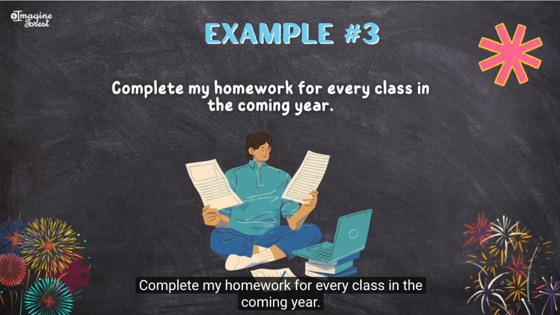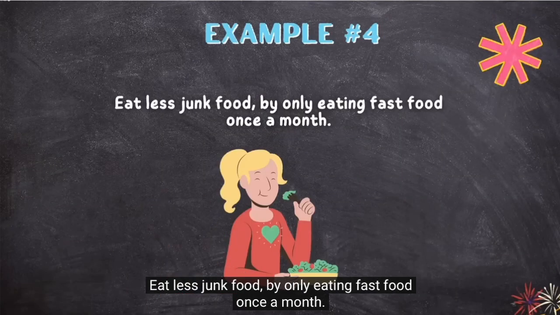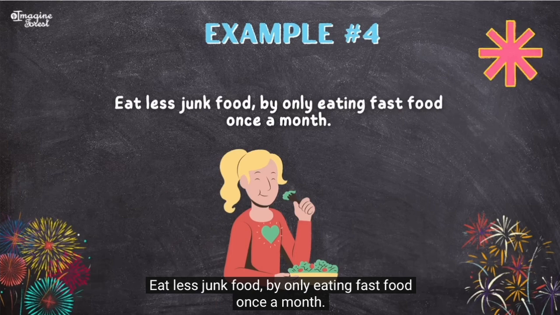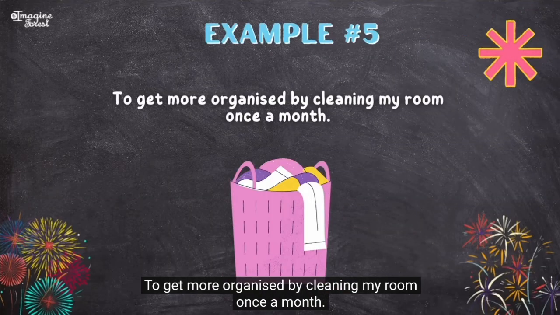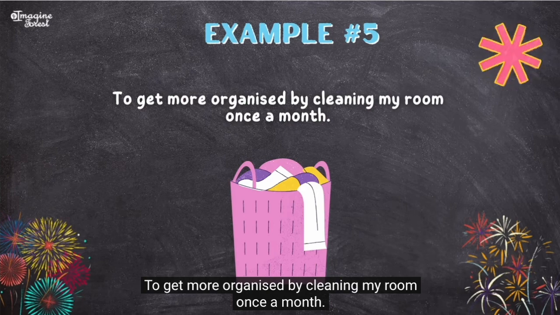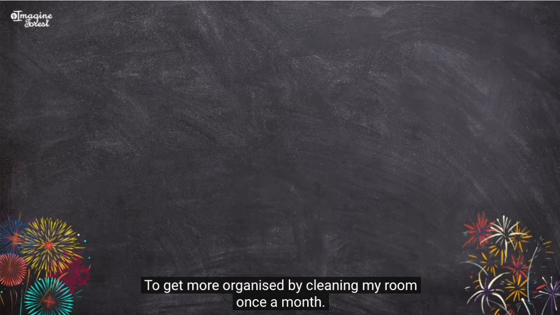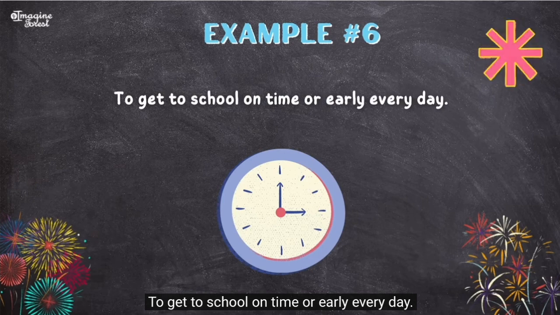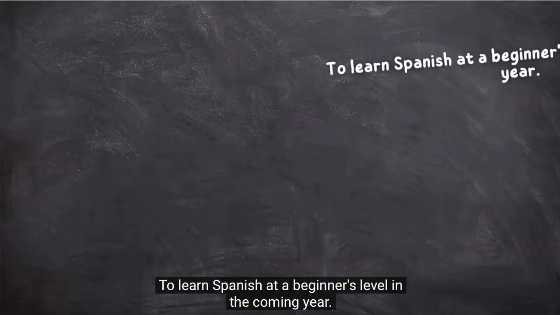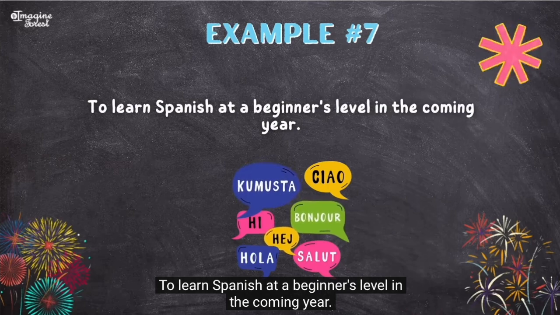Complete my homework for every class in the coming year. Eat less junk food by only eating fast food once a month. To get more organized by cleaning my room once a month. To get to school on time or early every day. To learn Spanish at a beginner's level in the coming year.